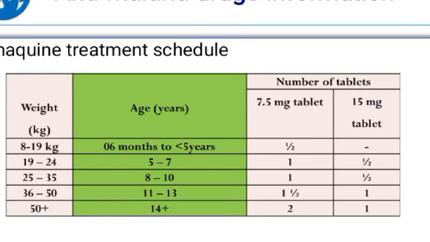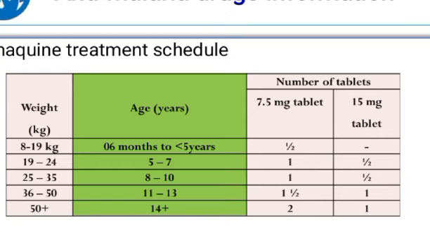Weight 19 to 24 kg, age 5 up to 7 years: 7.5 milligram tablets, 1; 15 milligram tablets, half. Weight 25 up to 35 kilogram, age 8 to 10 years: 7.5 milligram tablet, 1; 15 milligram tablet, half.